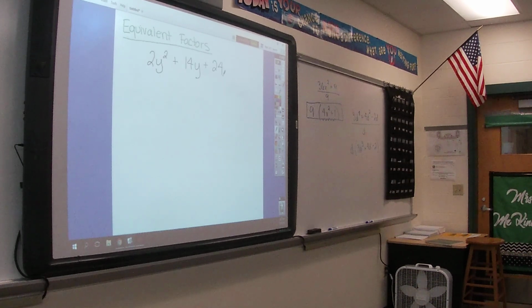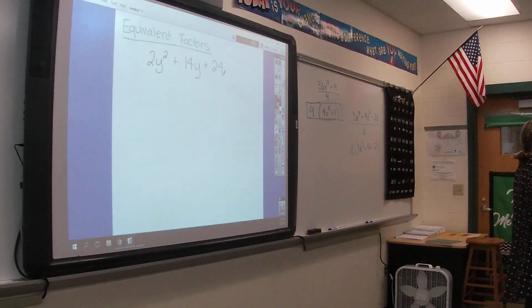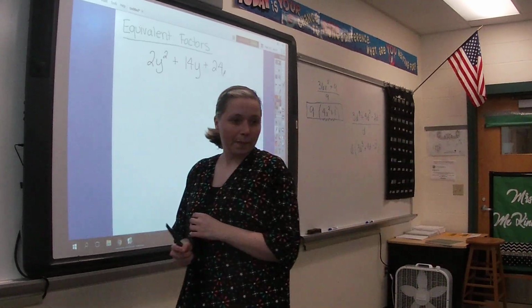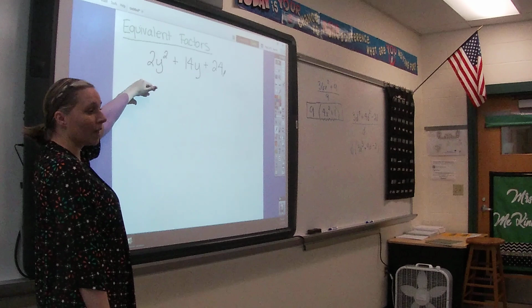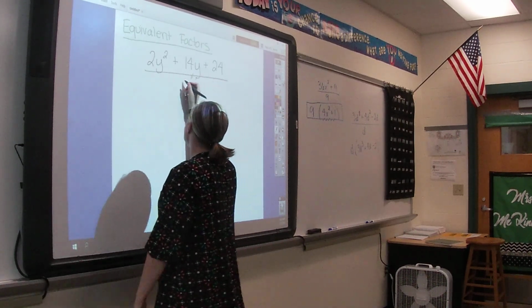Okay, so if we look at this, and we want to find equivalent factors, the first thing our brain is going to do is say, okay, let's not worry about equivalent factors right now. Let's just factor. Okay, so if we want to factor this, what is the first thing we should consider? Is there a GCF? Because that's always what we consider first. So is there a GCF in this problem? Yes, a GCF of 2. So there's our first piece.